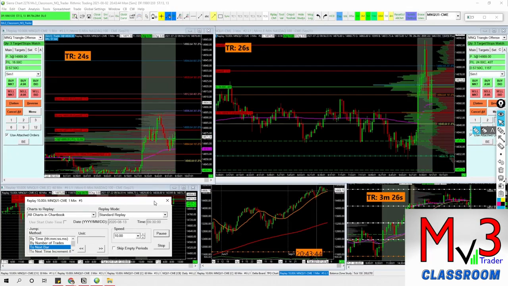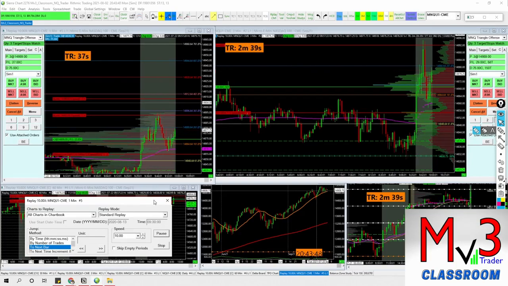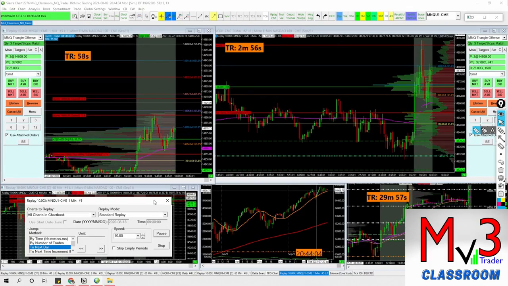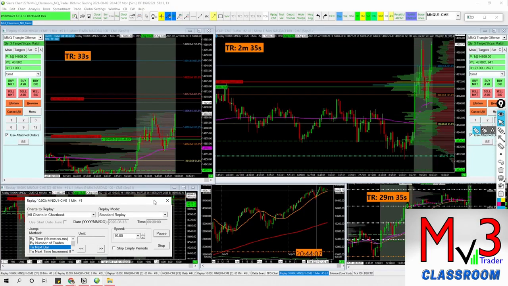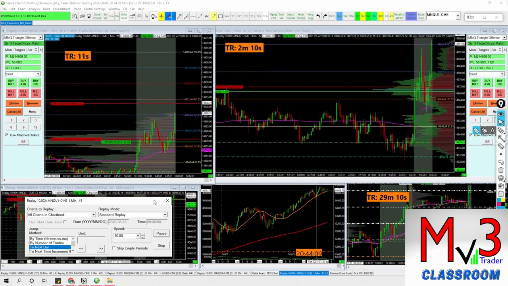Okay. Decent little push, but we are seeing some resistance. We're seeing some sellers coming there. There's the first target. We're going to just let this play out. There's our break even. Getting us a nice little push there. Second target was hit. Let's see if we can get that last target out here for a full play.